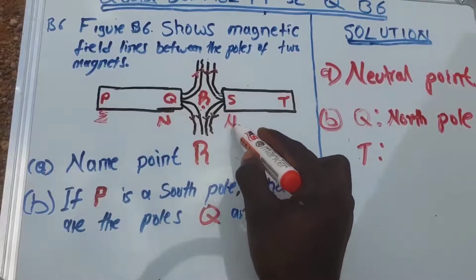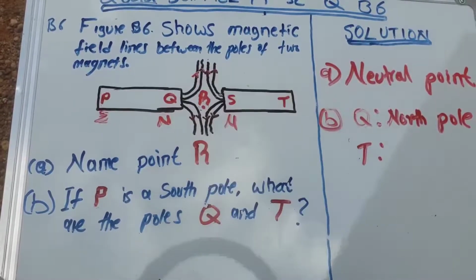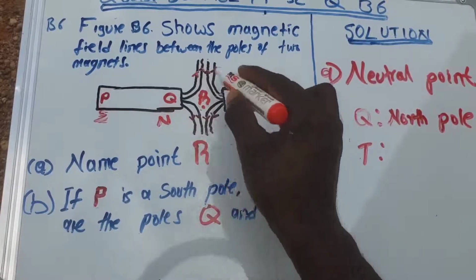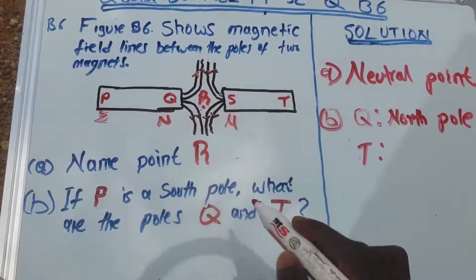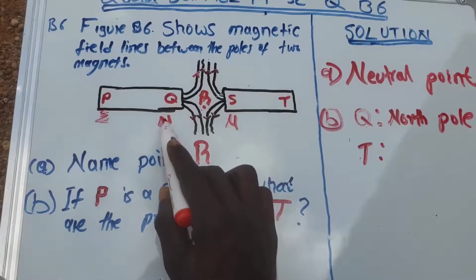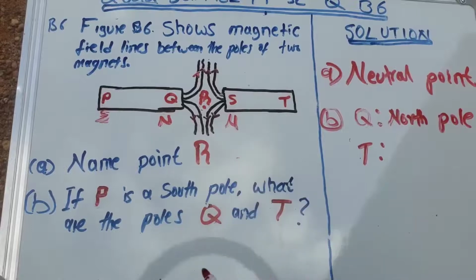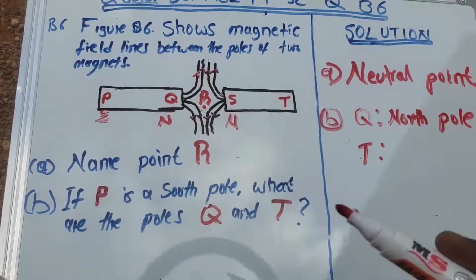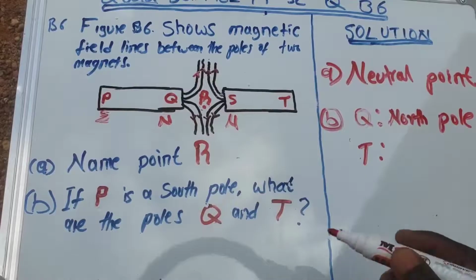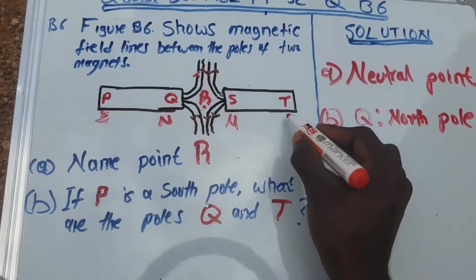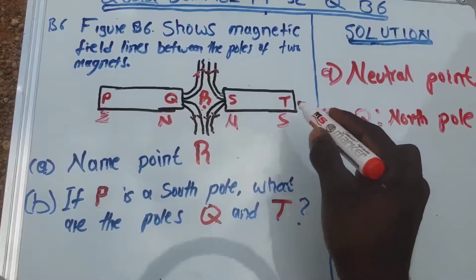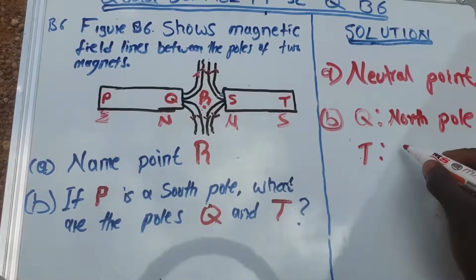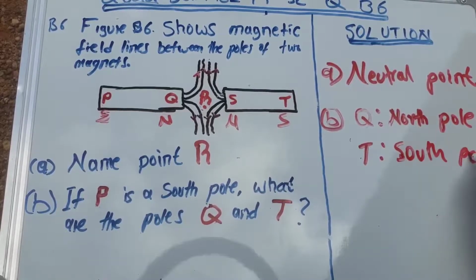If we say that end S is a south pole, these two magnets would not repel each other. Since they have repelled each other, it means S is also north, and a north pole and a north pole repel each other. And if end S is a north pole, it means that end T has to be a south pole. So end T is a south pole according to the explanation.